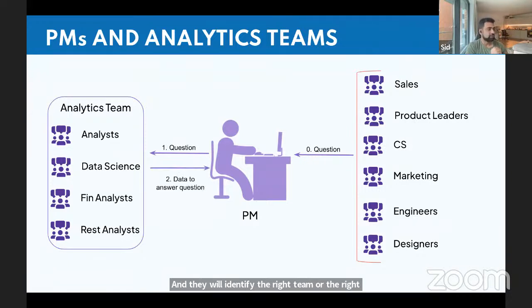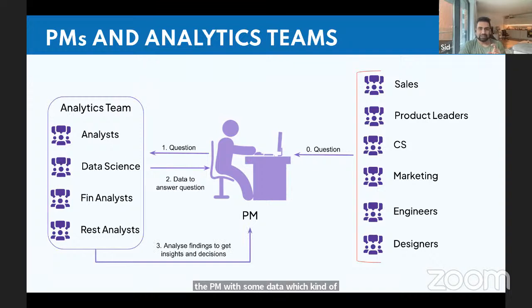When that happens, the next step is that the analyst or the data scientist, whoever is the right person, will go back to the PM with some data, which partially or completely answers the question they had asked. But that's not where the process ends. What happens after that is that typically in an organization that really values analytics and does it correctly, the product manager and the analyst or the data scientist will sit together and interpret and understand the data together, right?